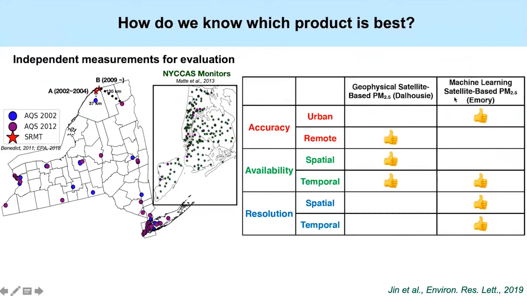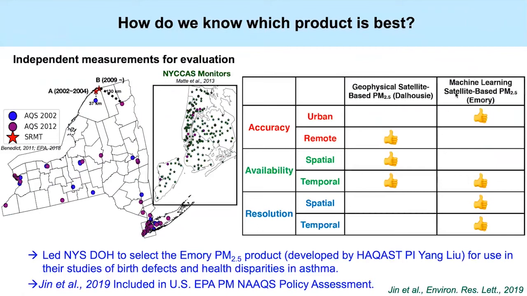However, the statistical approach has the advantage of higher spatial and temporal resolution, which are the aspects that led our New York State Department of Health collaborators to select the Emory product for use in their ongoing studies of birth defects and health disparities in asthma. In addition, Xiaomeng's paper, and particularly this point about the need for independent measurements to evaluate different PM2.5 products, has been cited in a recent US EPA policy document.